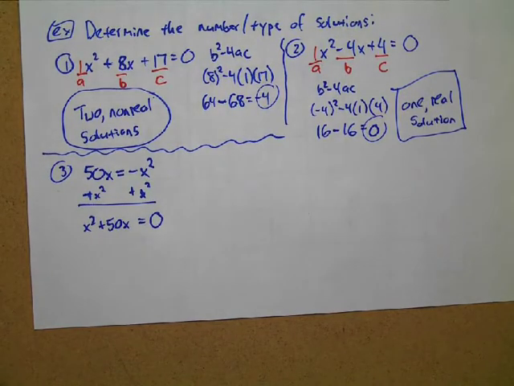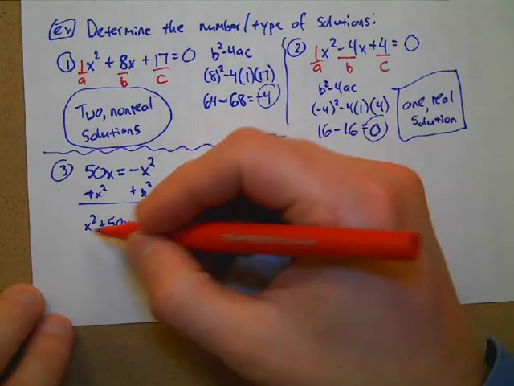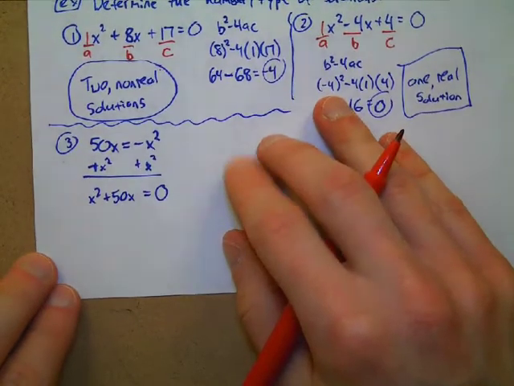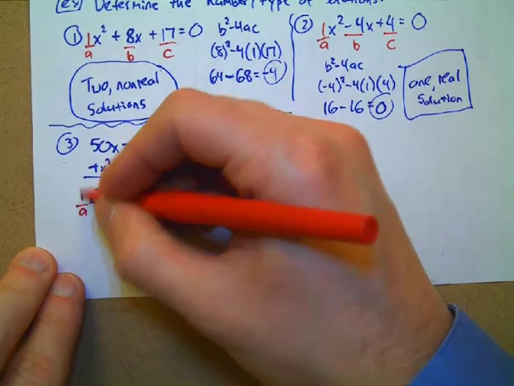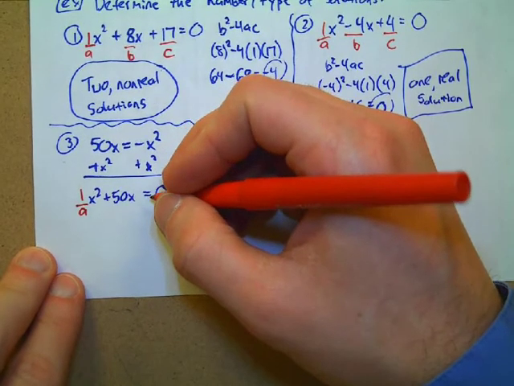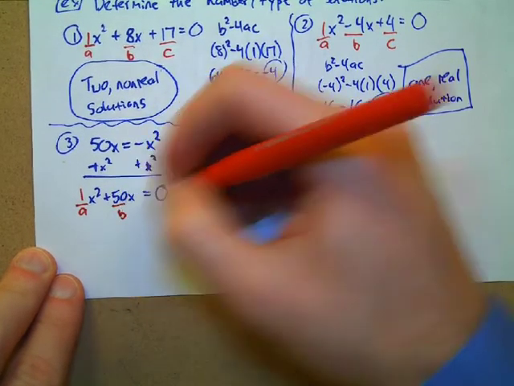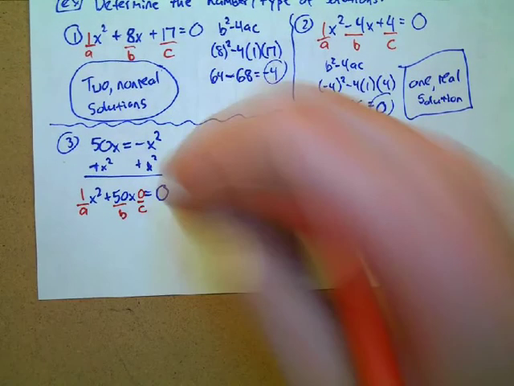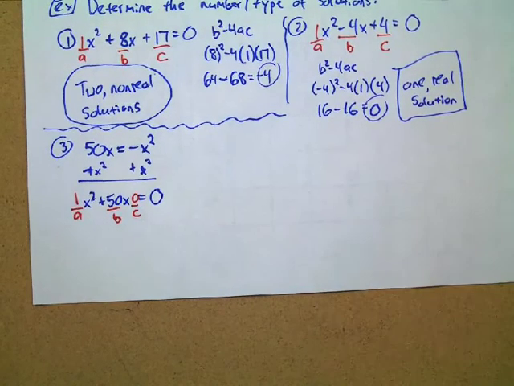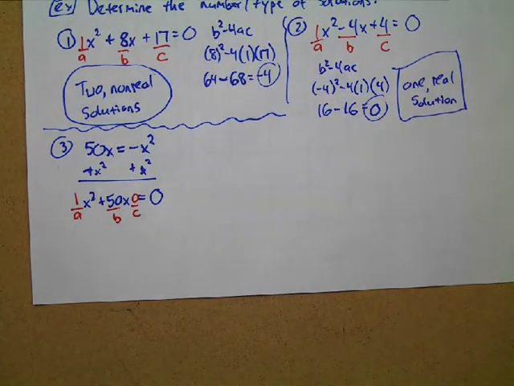Nick, what is our A in this equation? X squared. Okay, so what's the number in front of it? Oh, 1. A 1, yeah. So we're only going to use the numbers there for our A. What's our B here, Nick? 50. What's our C? Yeah, 0. There's nothing there, right? So we'll just squeeze it in there and put a 0. Okay, so plug it into your discriminant, which is B squared minus 4AC.